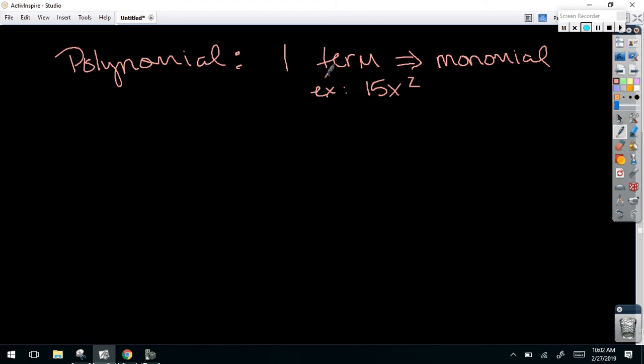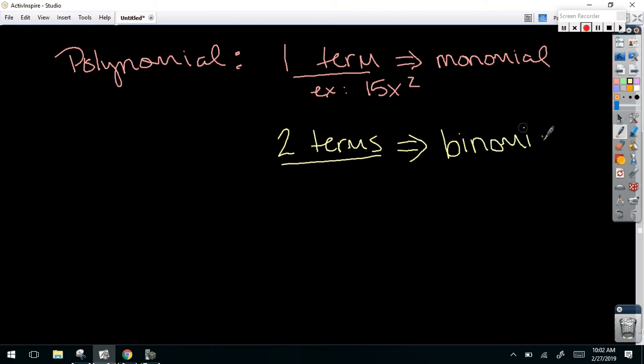2 terms. Mono means 1. What means 2? Do you know? Binomial. Binomial means 2 terms. So maybe something like 5x squared plus 3. That's a binomial. It has 2 pieces.